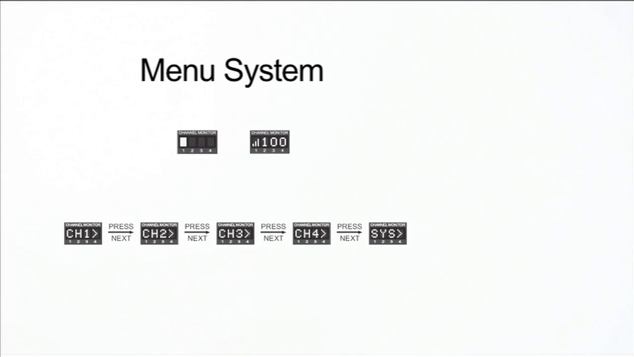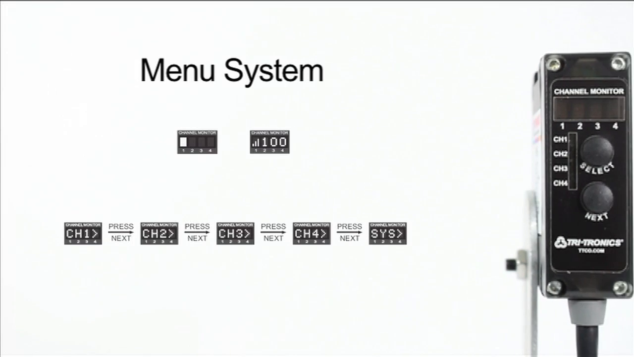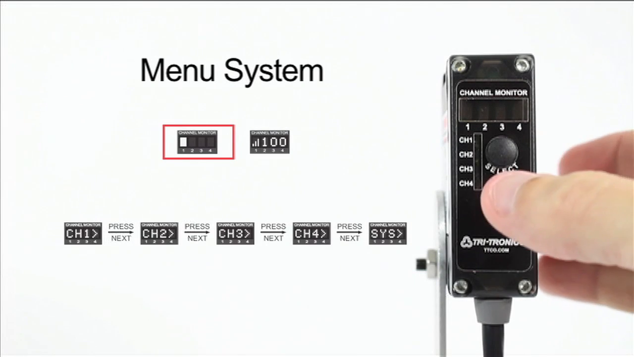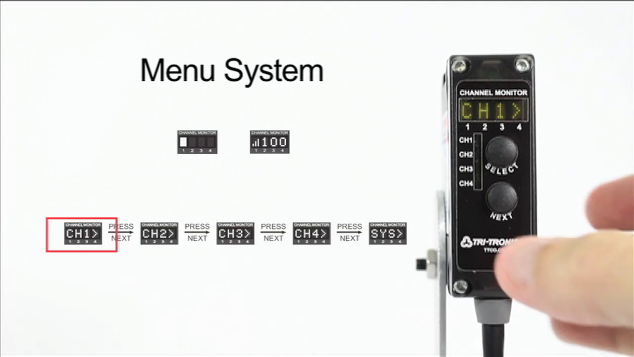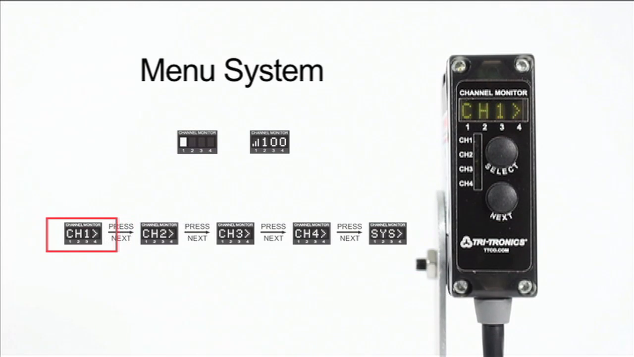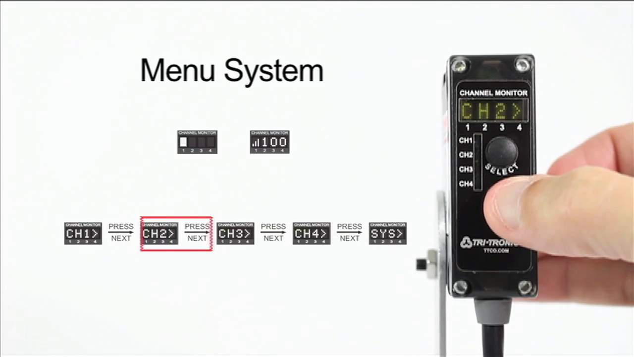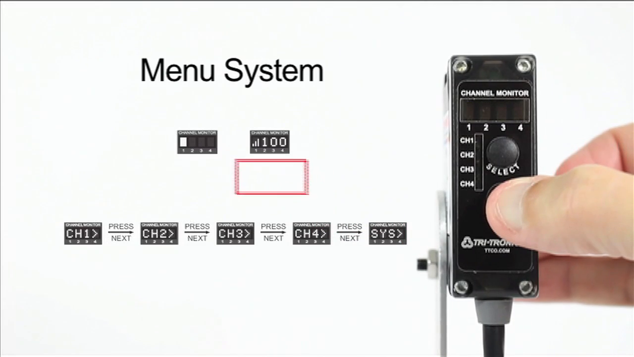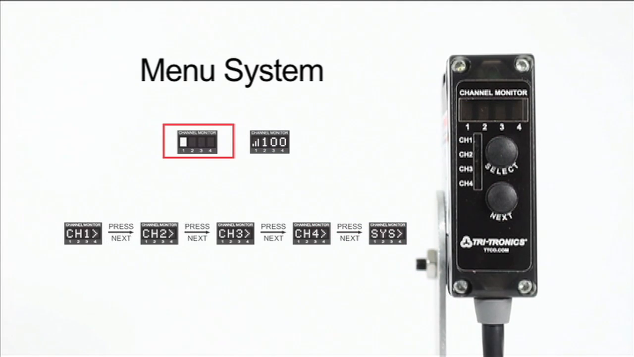The menu system is laid out in a logical fashion. From either the channel monitor or signal strength display, you can enter the menu system by pressing Next. Once in the menu system, the Channel 1 submenu heading will appear. Continuing to press Next will move you through the submenu headings for each channel, then the System submenu, and then finally back out of the menu system to the channel monitor or signal strength display. Pressing Select will enter that submenu.